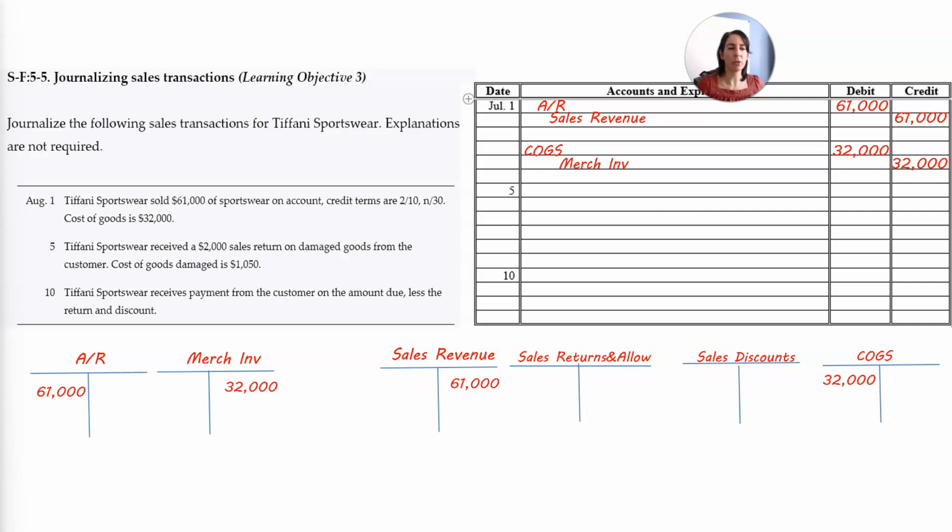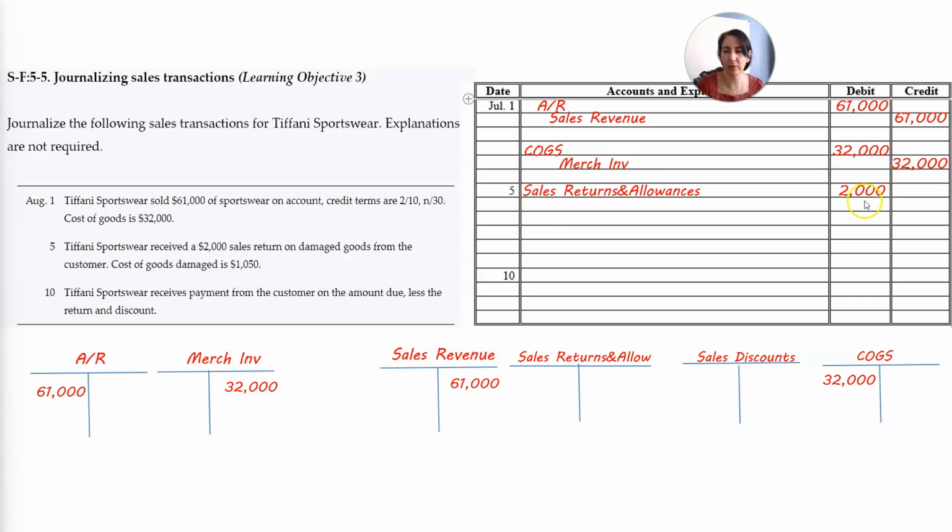Tiffany Sportswear received a $2,000 sales return on damaged goods from the customer. Cost of goods damaged is $1,050. Remember, this isn't purchases, this is sales. So somebody sends it back to us. We have a new account called Sales Returns and Allowances. If you're running a business, wouldn't you want to know how much of your product comes back to you? So it's important to track.